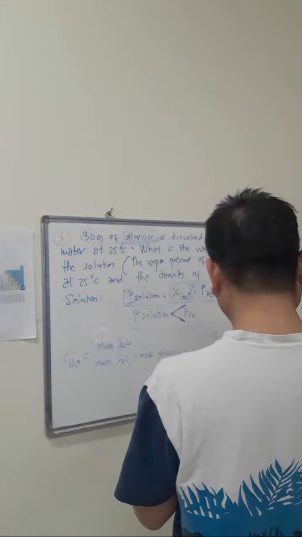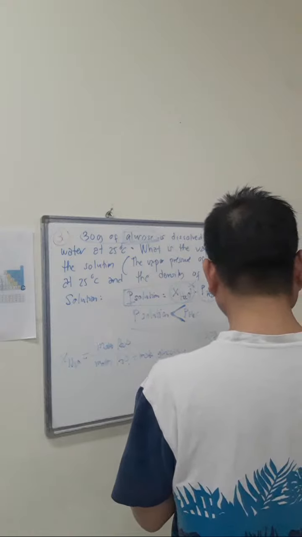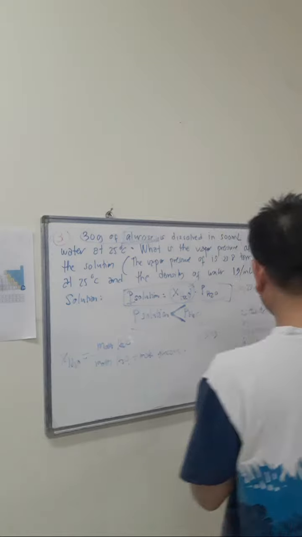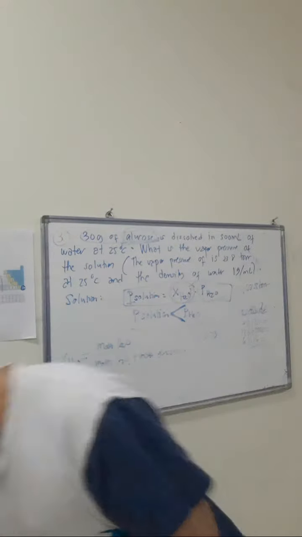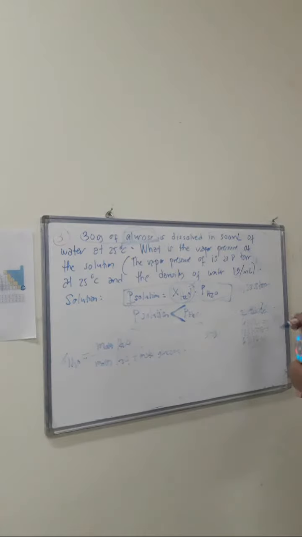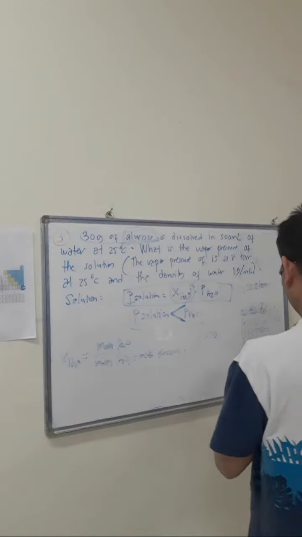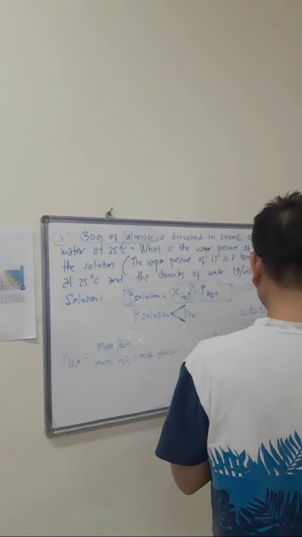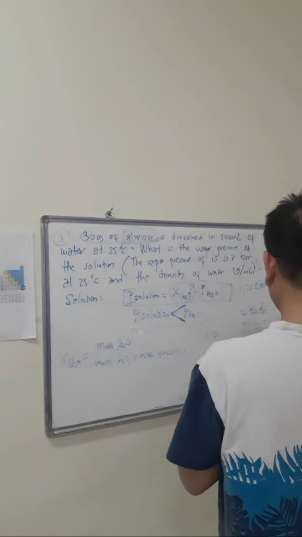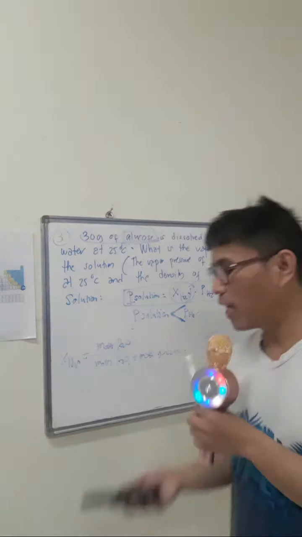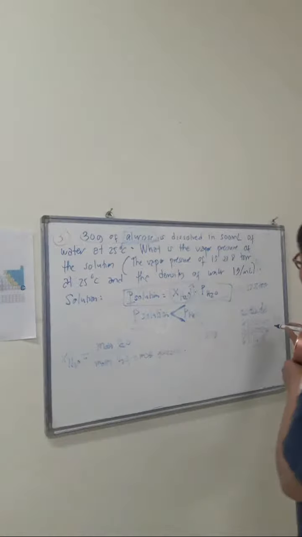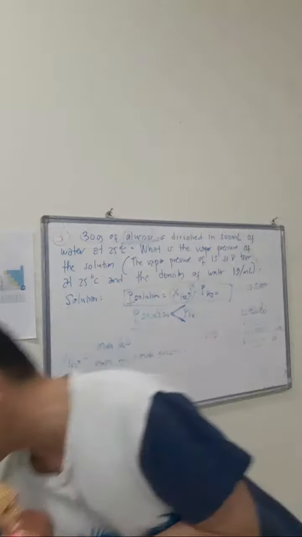Okay, 6 times 12 is equal to 72. I think so, yes, 72. Then 12 times 1.008 is equal to 12.096. And 6 times 16 is simply equal to 96, right? 96, by visualization.